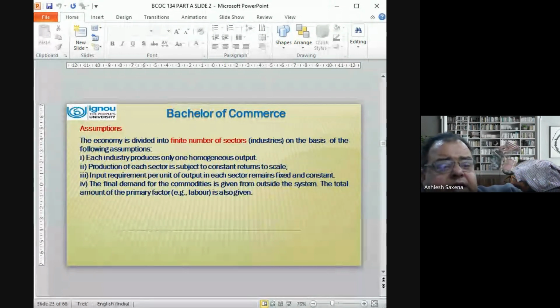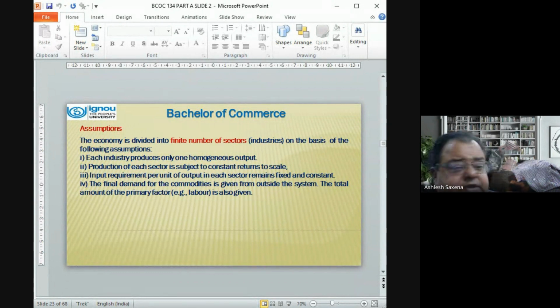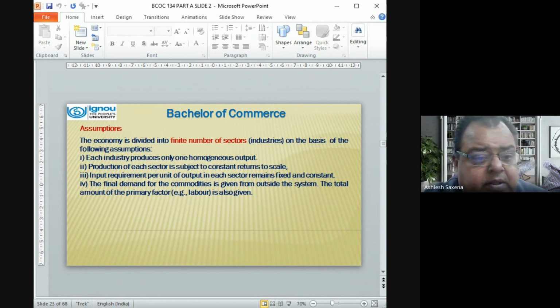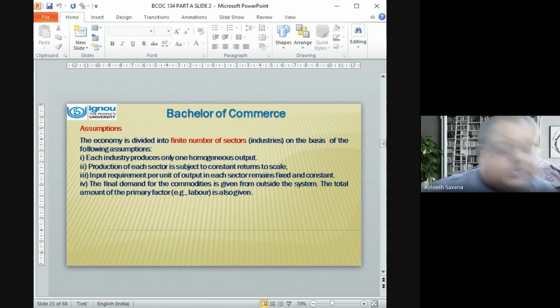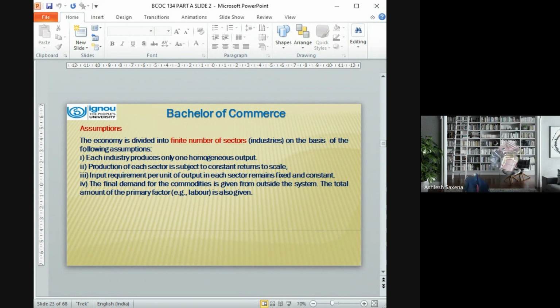Here, the thing is, what are the assumptions? The economy is divided into a finite number of sectors, that is industries, on the basis of the following assumptions. Each industry produces only one homogeneous output. Production of each sector is subject to constant returns to scale. Input requirement per unit of output in each sector remains fixed and constant. And the final demand of the commodity is given from outside the system. And the total amount of primary factors, that is labor, is also given.